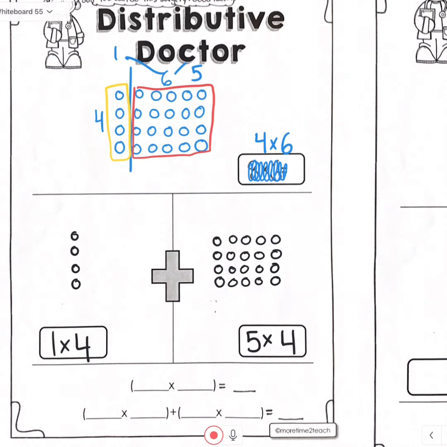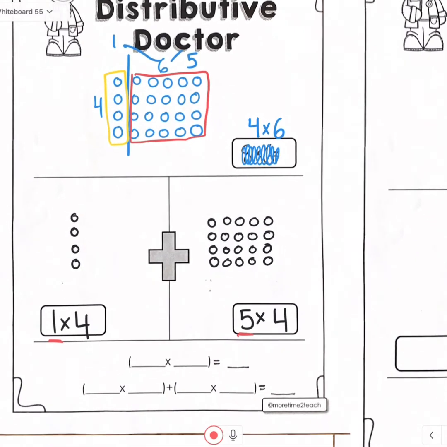So we broke the 6 apart into a 5 and a 1, which is why you see here a 1 and a 5. 5 plus 1 equals 6, but we kept the 4 the same. So I'm going to write my original fact. 4 times 6 equals 24.